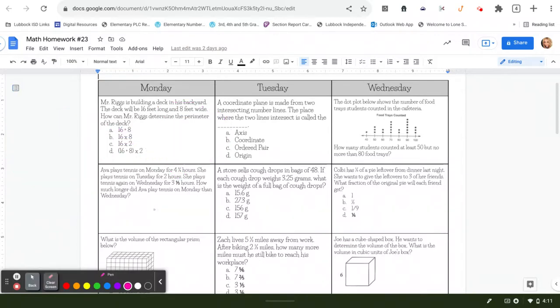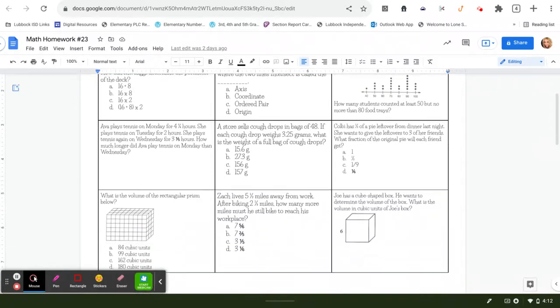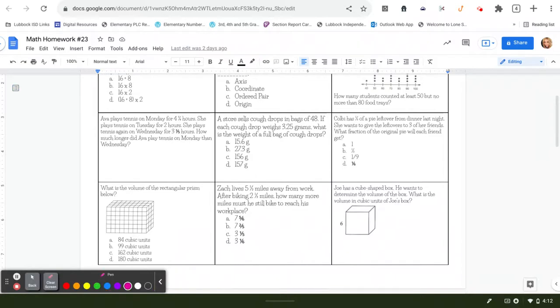Next, Ava plays tennis on Monday for 4 and 3/4 hours. She plays tennis on Tuesday for 2 hours. She plays tennis again on Wednesday for 3 1/5 hours. How much longer did Ava play tennis on Monday than Wednesday? So look here, we don't even need to know Tuesday. It just says Monday, then Wednesday.